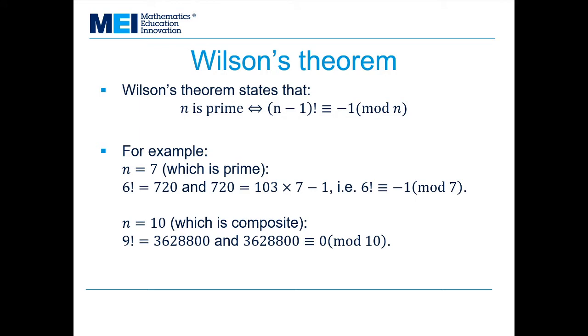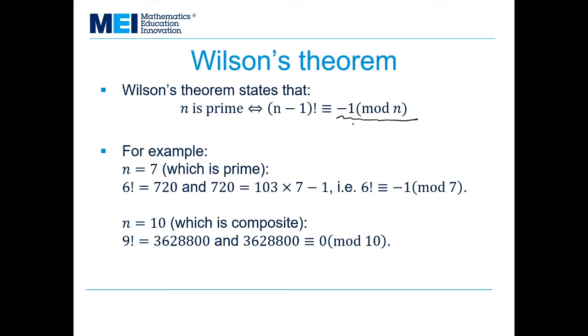Wilson's theorem states that n is prime if and only if (n minus 1) factorial is congruent to negative 1 mod n. Now, two things to notice here. First of all, we've got an if and only if theorem, so it goes both ways. And secondly, you might be a little bit surprised by this minus 1 mod n just here.